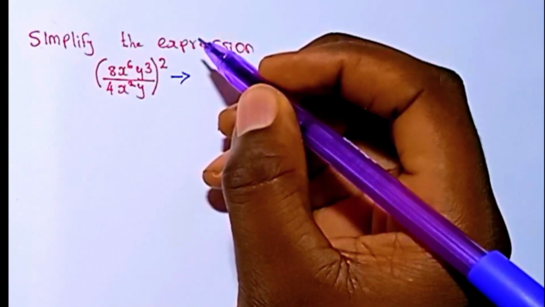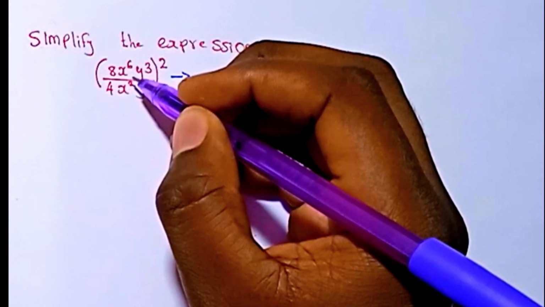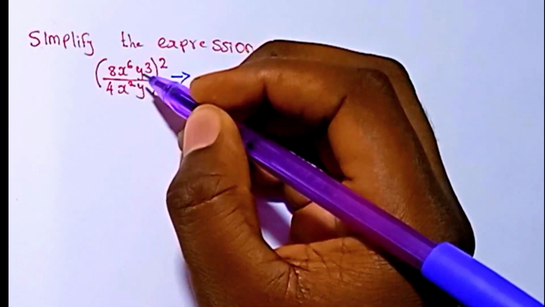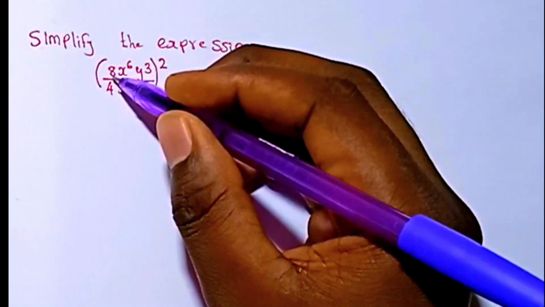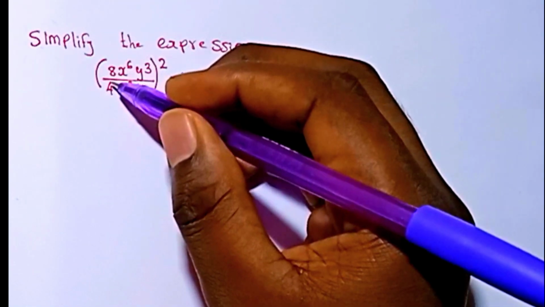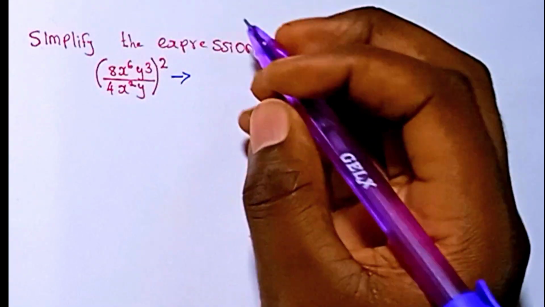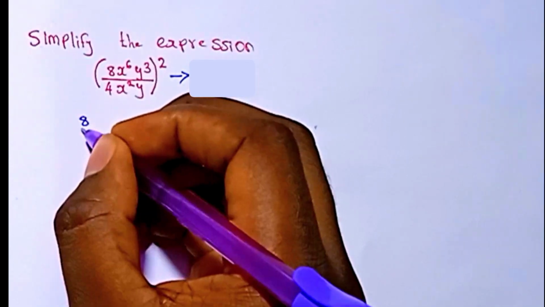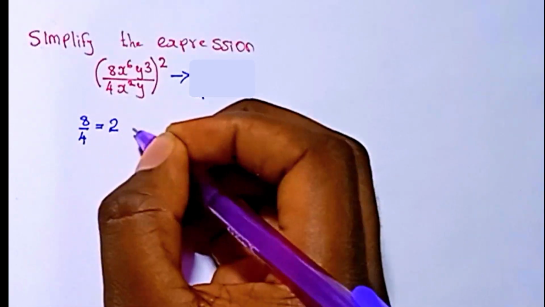Let's first simplify inside the bracket. Starting with the constants, we have 8 and 4, which are going to cancel: 4 becomes 1, and 8 becomes 2. So 8 all over 4 is going to be 2.